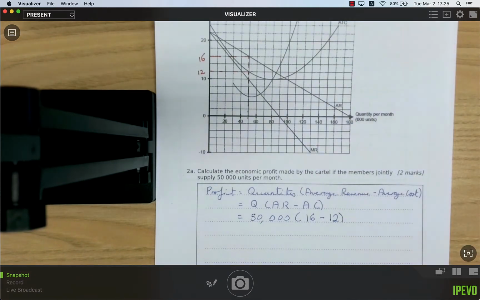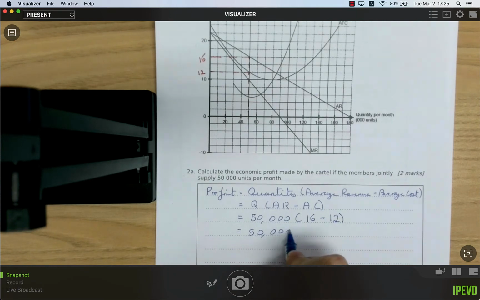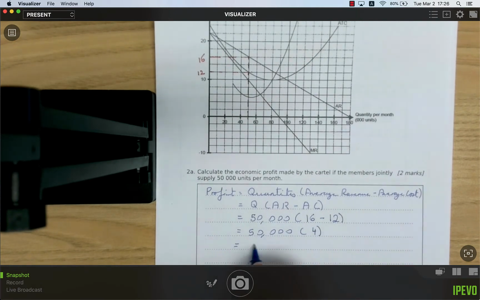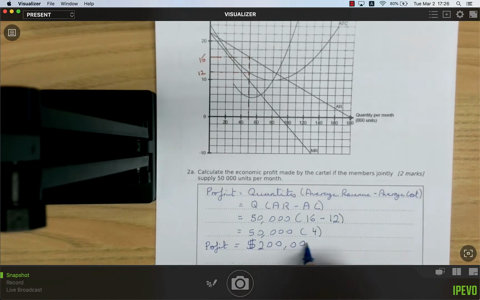Okay, so what we have now is 50,000 units times $4 profit per unit equals profit, supernormal profit, of 200,000. Okay, that's just your answer there.